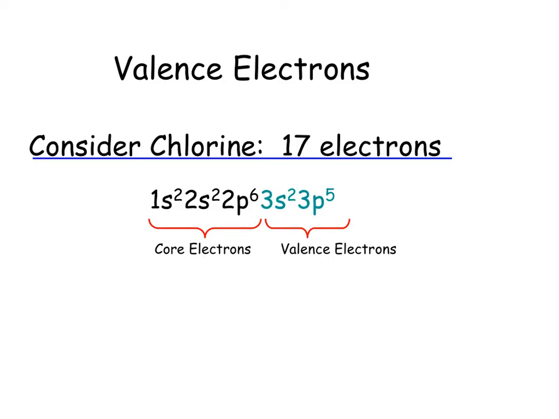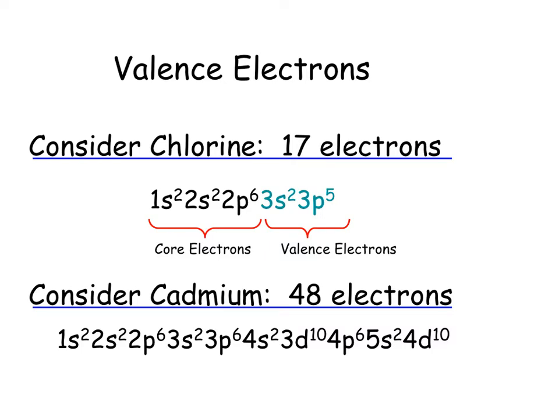This is going to drive a chemical reaction because we want full energy levels, full sublevels in order to reach stability. That is what drives a chemical reaction. So by seeing that we have 7 total valence electrons, it tells me I want to gain 1 electron in order to get a complete octet. So chlorine will be very reactive with anything that will help it get that 1 extra electron.